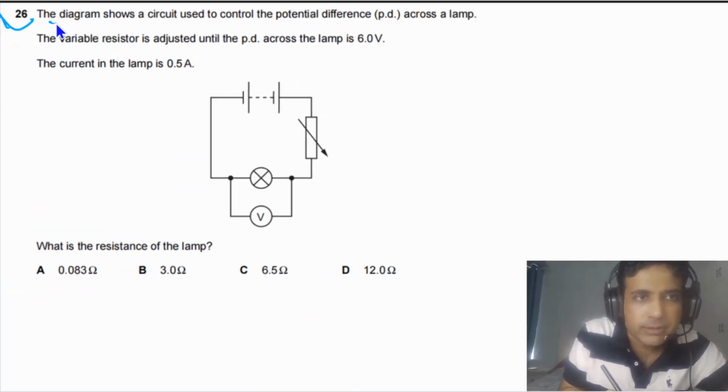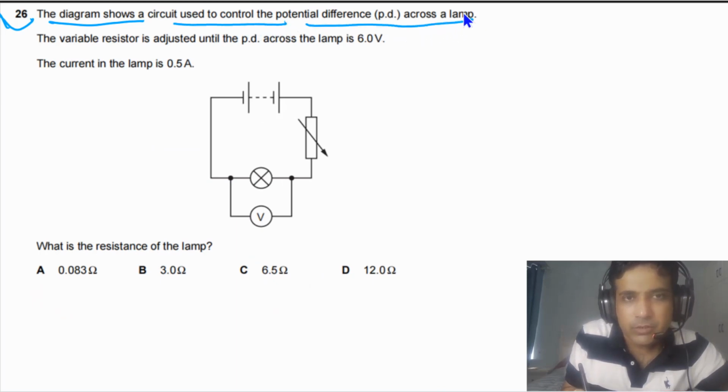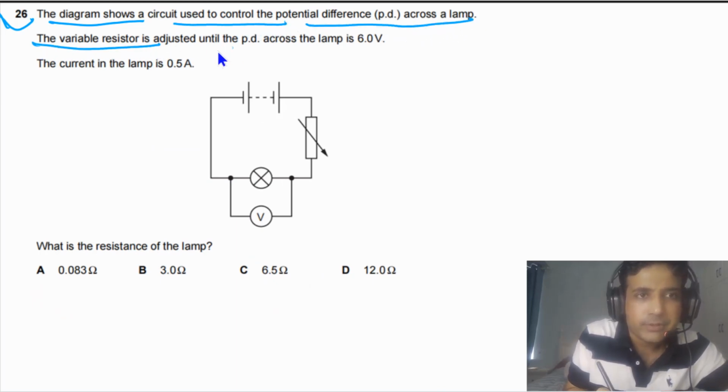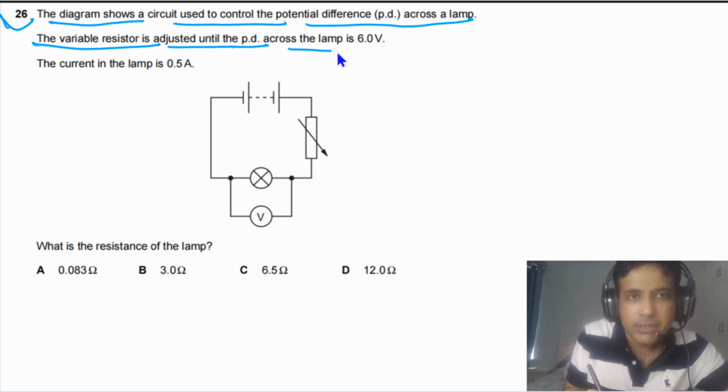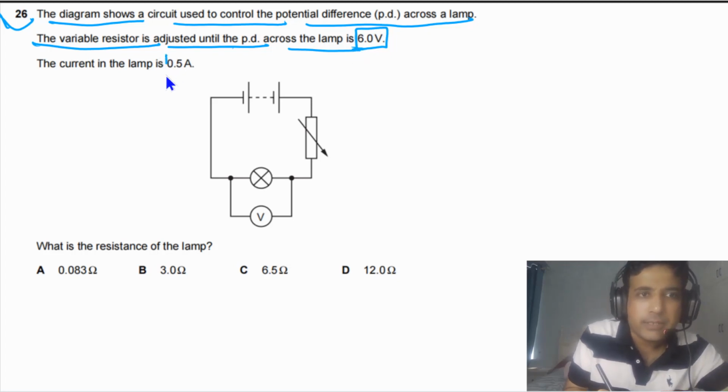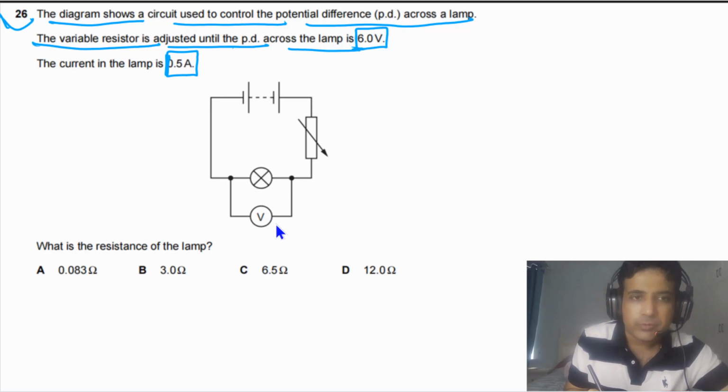Question number 26 says the diagram shows a circuit used to control the potential difference across a lamp. The variable resistor is adjusted until the PD across the lamp is equal to 6.0 volts. So this is the PD across the lamp. The current in the lamp is equal to 0.5 amps. So the reading of this one is 6.0 volts and the current passing through this lamp is equal to 0.5 amps. And the question is asking us to find the resistance of the lamp.